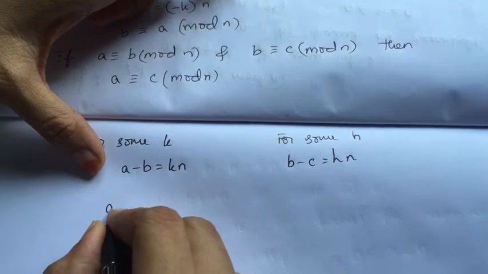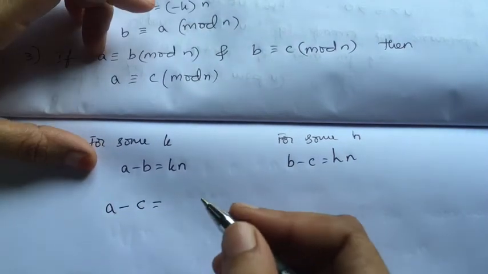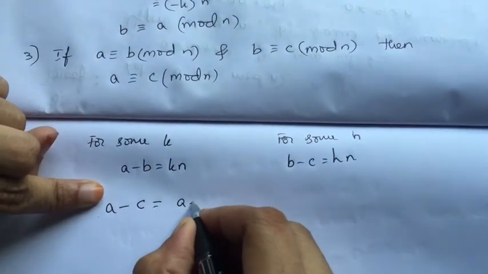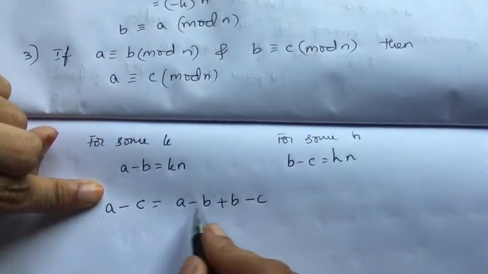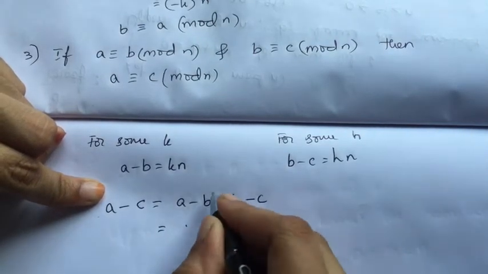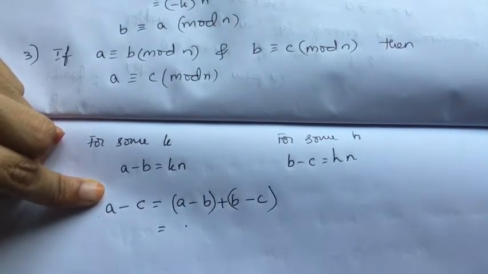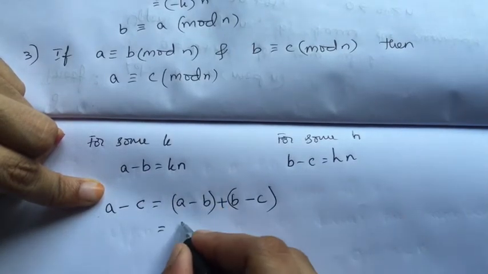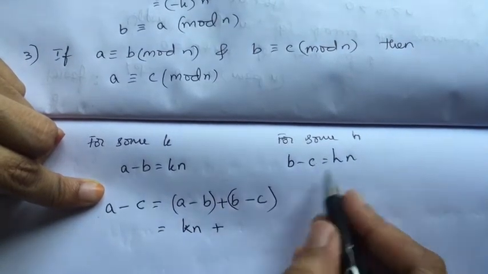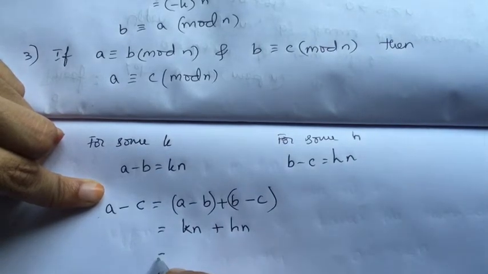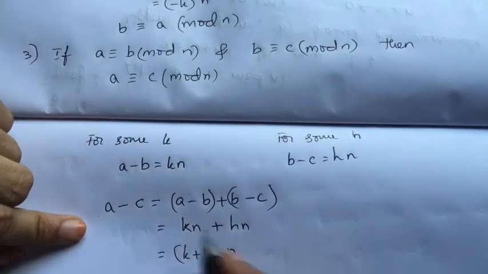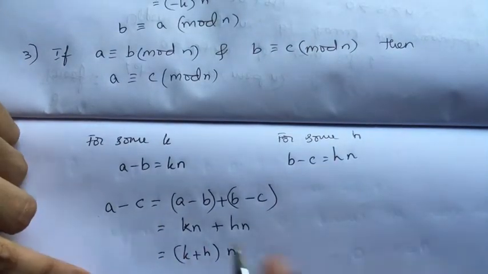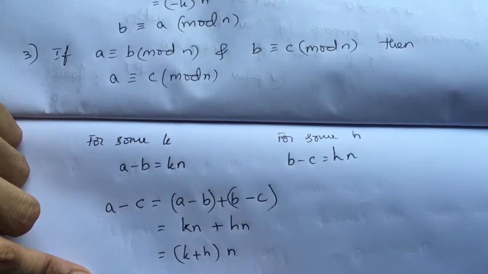Let me take A minus C. A minus C can be written as A minus B plus B minus C. I am adding and subtracting B. What is A minus B? A minus B is kn and B minus C is hn. This is the same as k plus h times n. In fact, it is nothing but n divides A minus C. Therefore, I can write A is congruent to C mod n.